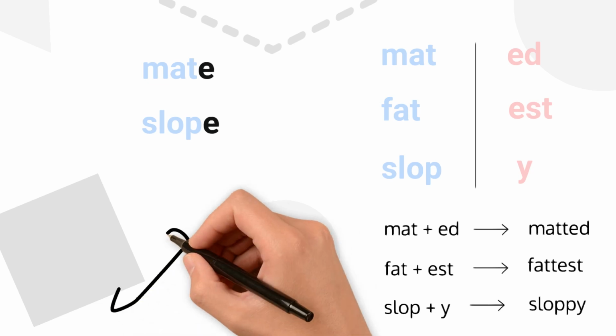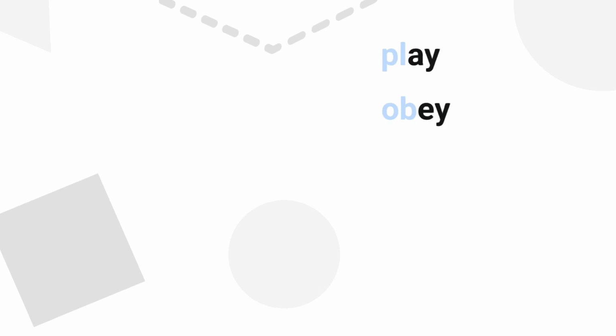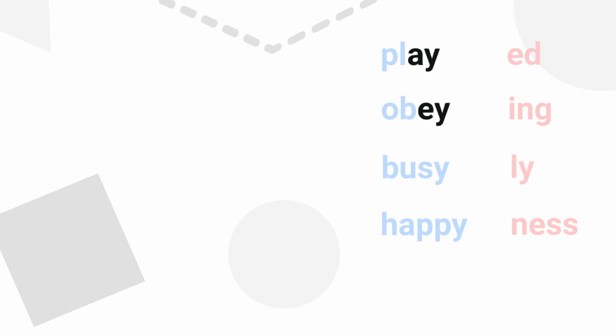The final rule we're going to look at today is called the Y rule. The Y rule applies to words that end in Y. For words that end in vowel Y, we don't apply the Y rule because these are letter teams and we don't split up letter teams. It does, however, apply to all the suffixes, whether they're vowel, like ed and ing, or consonant, like ly or ness. The Y rule applies to words that end in consonant Y, like busy or happy.